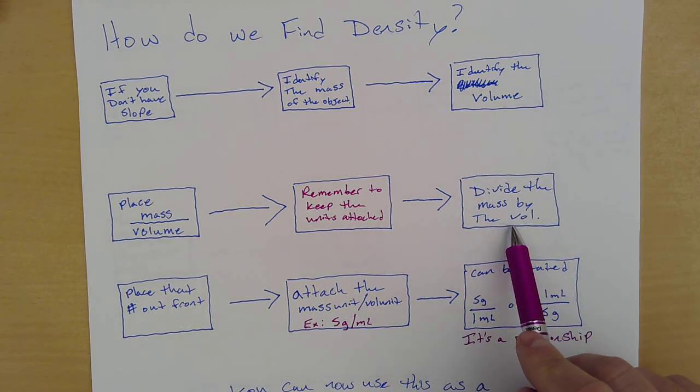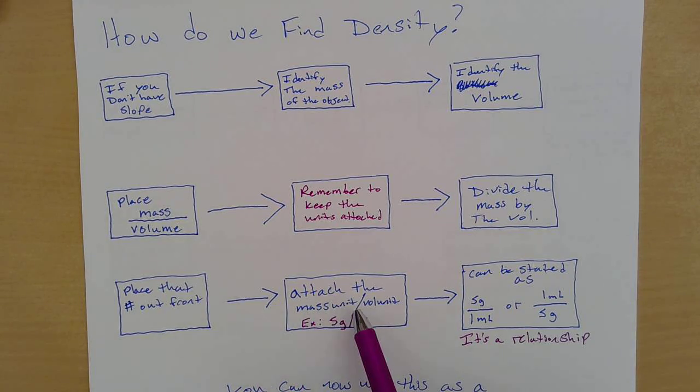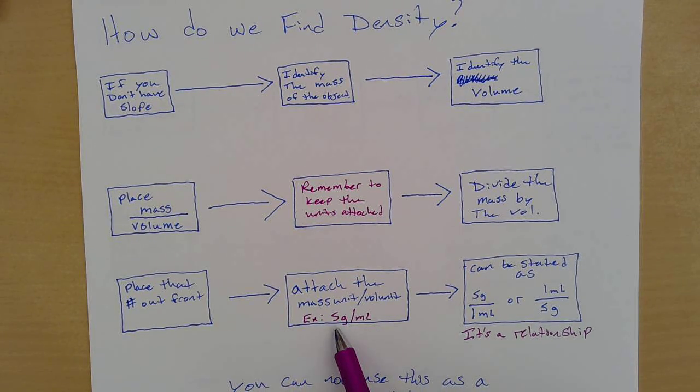Divide the mass by the volume. Place that number out front. So now you have this whole number. So place that out front and attach the units. And for an example, I put 5 grams per milliliter. So remember, for every 5 grams, I have 1 milliliter.